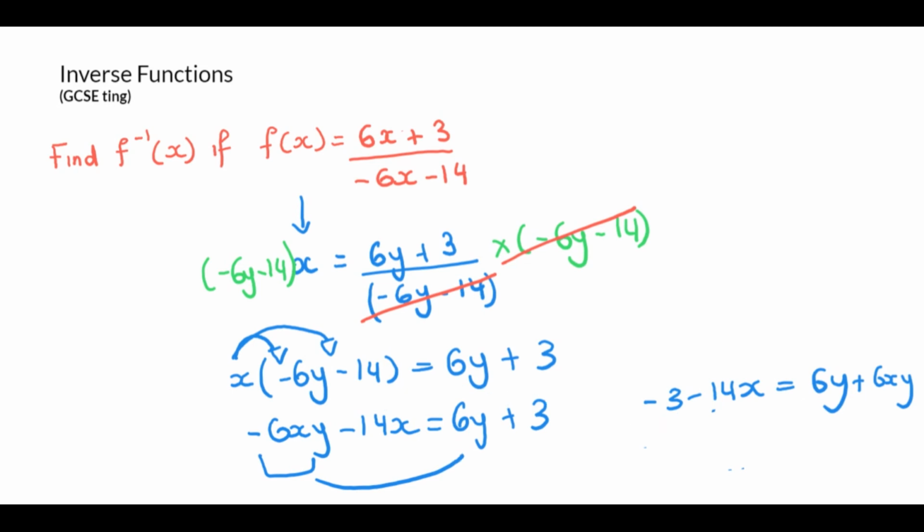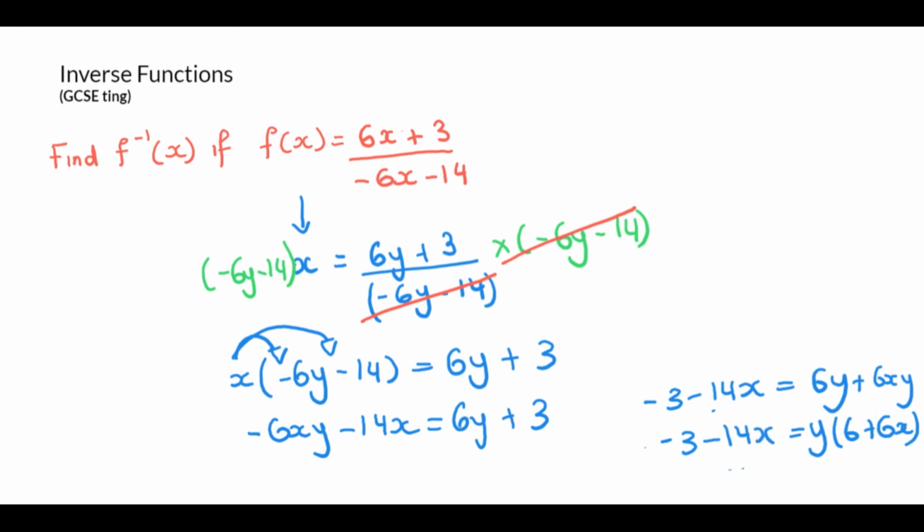Calm. Now, once you're here, what I'm going to do is factorize the y out from the right-hand side. So remember, if I factorize out y, I say to myself, what do I multiply y by to give me 6y? And the answer is 6. You get me? Because y times 6 is 6y. Calm. And then, what do I multiply y by to give me positive 6xy? And the answer is 6x. You get me? Because y times 6x is 6xy. Calm. Now, the left-hand side stays as minus 3 minus 14x.